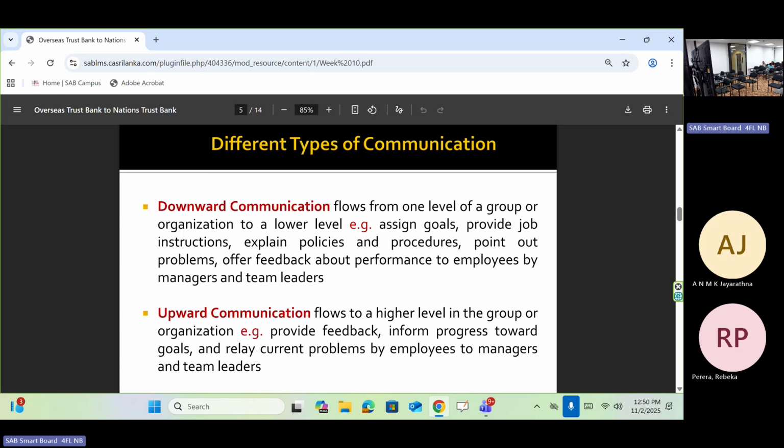Two heads. Right. Then on the left we can see formal communication. Formal communication.